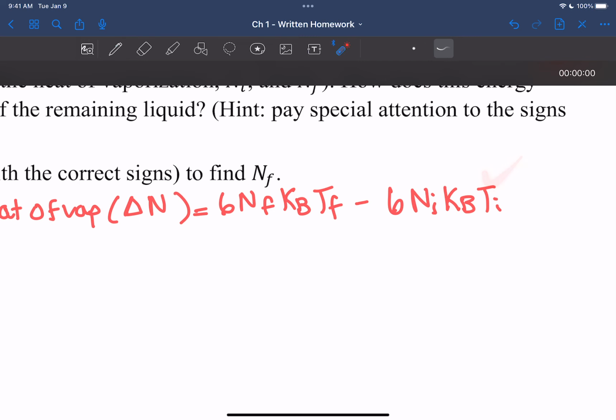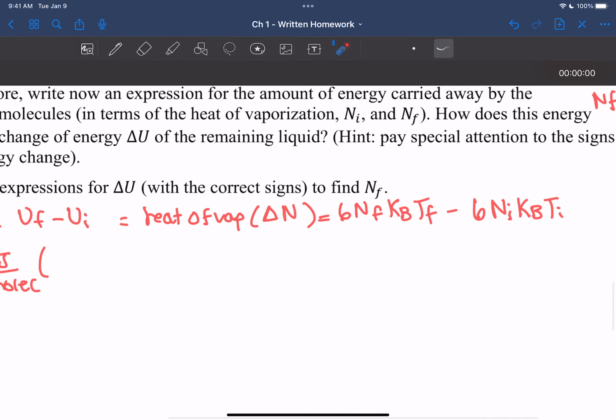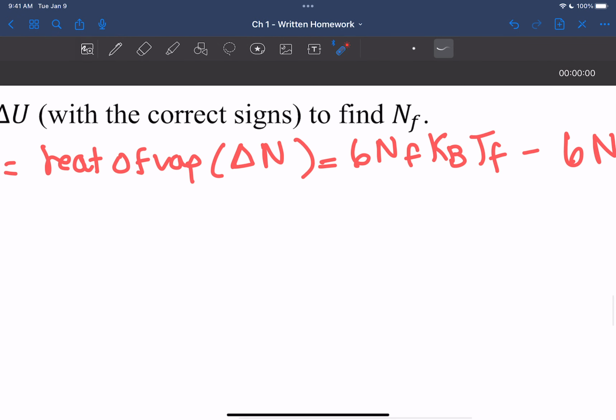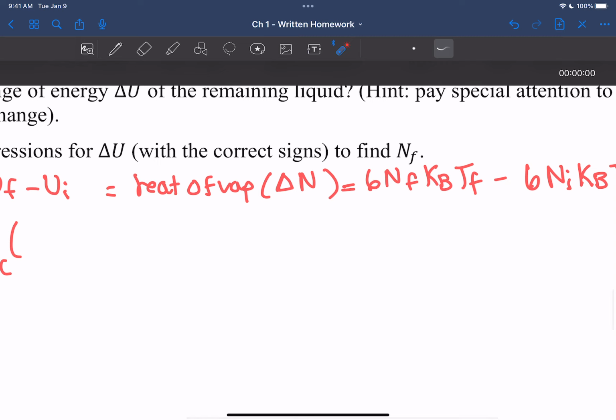We know the initial temperature was 80 degrees Celsius. We can convert that to Kelvin. We know the final was 60 degrees Celsius. We can convert that to Kelvin. KB is a constant. Ni, we know how much we started off with exactly, right? We know that we started off with 180 milliliters. We're trying to figure out NF, right? And 6 is constant on both sides. For delta N, delta indicates a change. So like NF minus Ni, right? We know the initial, we don't know the final, right?